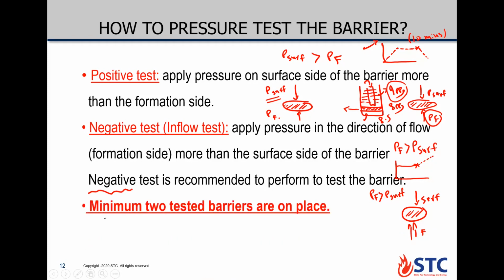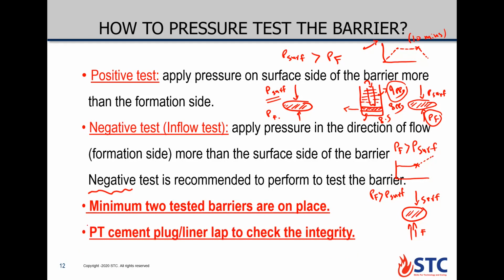So here, negative pressure test is recommended to be conducted, okay? Okay, so according to the API, minimum two tested barriers are in place. So during the normal drilling operation, the minimum two barriers, number one is the hydrostatic pressure of the mud. Number two is the BOP, minimum two tested barriers. For the well intervention jobs, as we are in underbalance situation, we have wellhead pressure, so we need three barriers. But for drilling operation, we are in overbalance situation, so we need only two tested barriers, our hydrostatic pressure and our BOP. Also here, we need to make pressure test for the cement block and the liner lap.